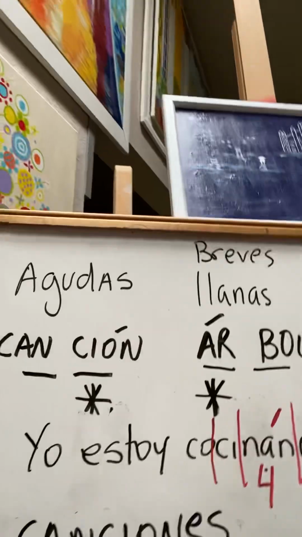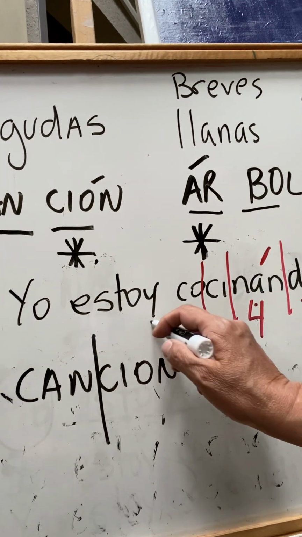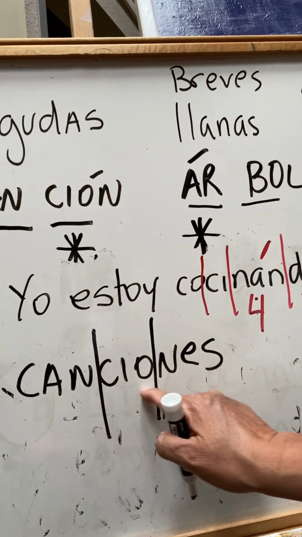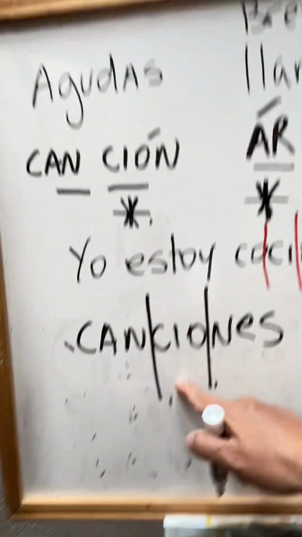So now we have to divide it again into syllables. So we go can-cio-nes, because this is now how it should be. We can't say can-ción-es, because then look at what happens with the last syllable: canción es. It's like separate. And remember, the transition between each syllable has to be smooth. So you have to say canciones, linking the sounds. So that's why it goes this way.